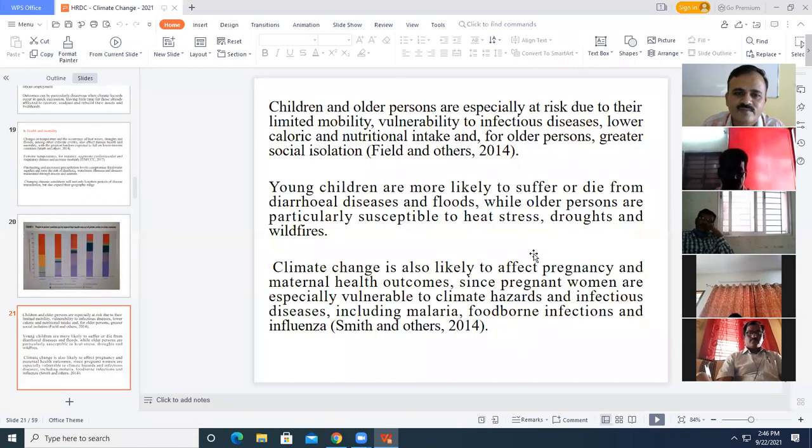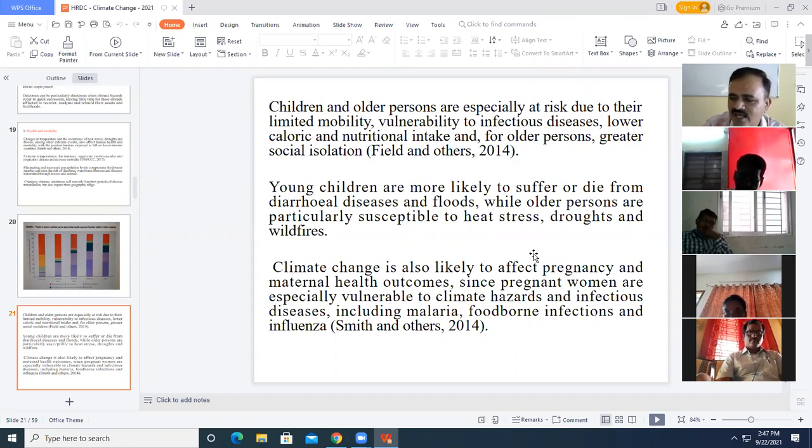And further related to these health effects, within the people, the impact of climate change is not identical or similar. Children and old age persons are especially at risk due to their limited mobility, vulnerability to infectious diseases, lower caloric and nutritional intake, and for older persons greater social isolation. So what we have noted is that the second important channel through which climate change acts is health and mortality.